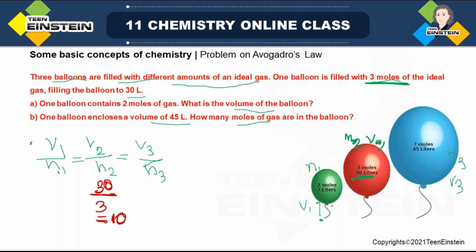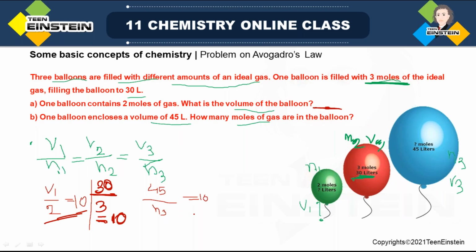Now for V1 and N1, you know only N1. So if N1 is 2, that means V1 divided by 2 equals 10. In the third case, we know V3, 45, but we do not know N3, but we know the ratio. So in this case, you can easily find it. V1 will be 2 into 10. So the first answer is, the volume is 20 liter.